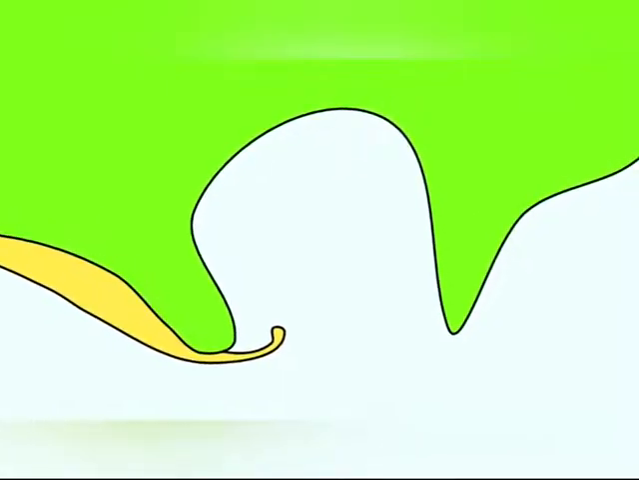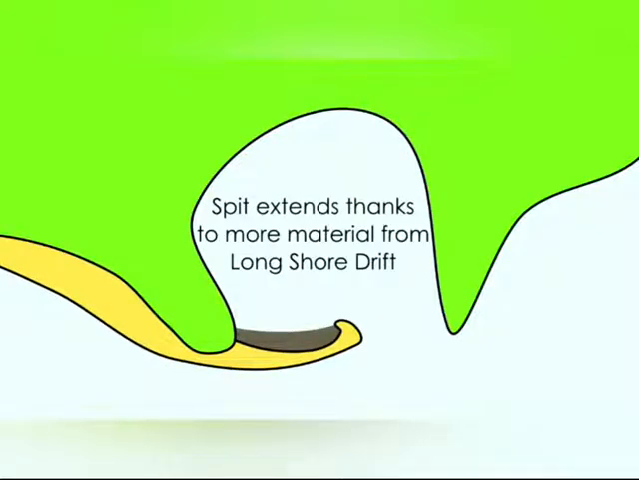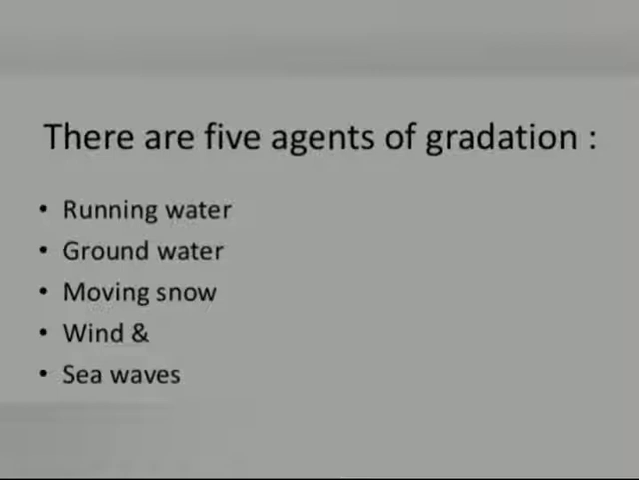A bar is an elongated deposit of sand or mud. A spit is a ridge of sediments attached to the land on one end. It terminates the open water on the other end. So I conclude here. Today you have learned 3 agents: river, glacier and waves.